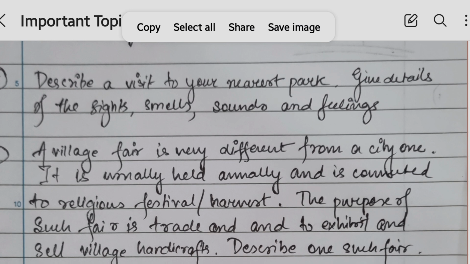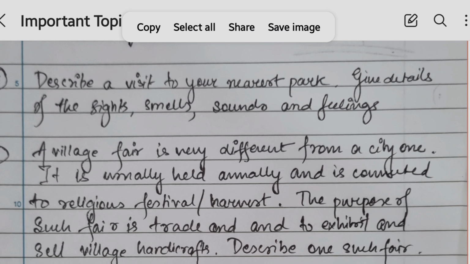Now, in the examination it could come as describe a visit to your nearest park, or describe a visit to your local area slum. It could be any of these, but it will be describe a visit. So when you attempt one of these, you are automatically preparing yourself to understand how to write this essay even if any of the components change.